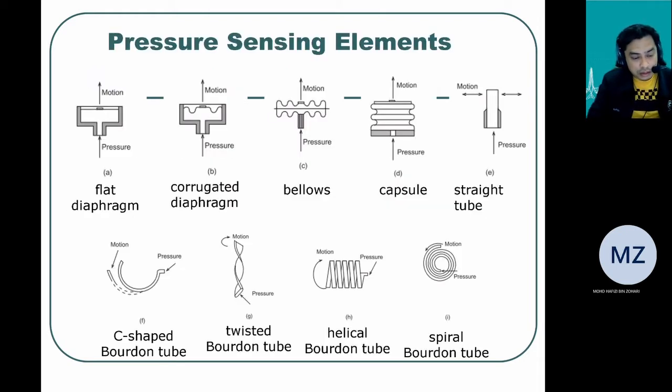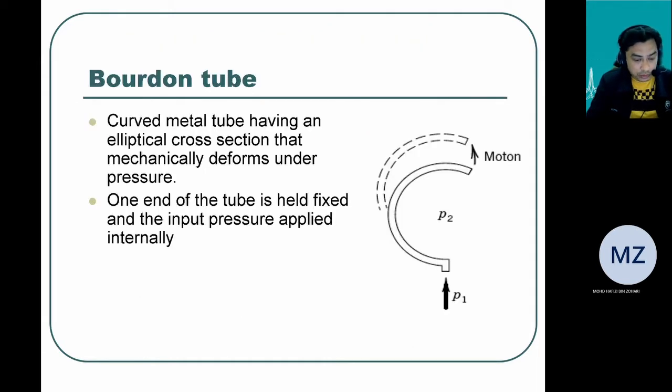These are examples of the primary sensing element. We have the diaphragm, bellows, capsule, and tube. We have a straight tube, Bourdon tube, C shape, twisted Bourdon tube, helical Bourdon tube, and spiral Bourdon tube. These are examples of primary sensing elements that we can use for the pressure transducer. So we're going to look at them one by one.